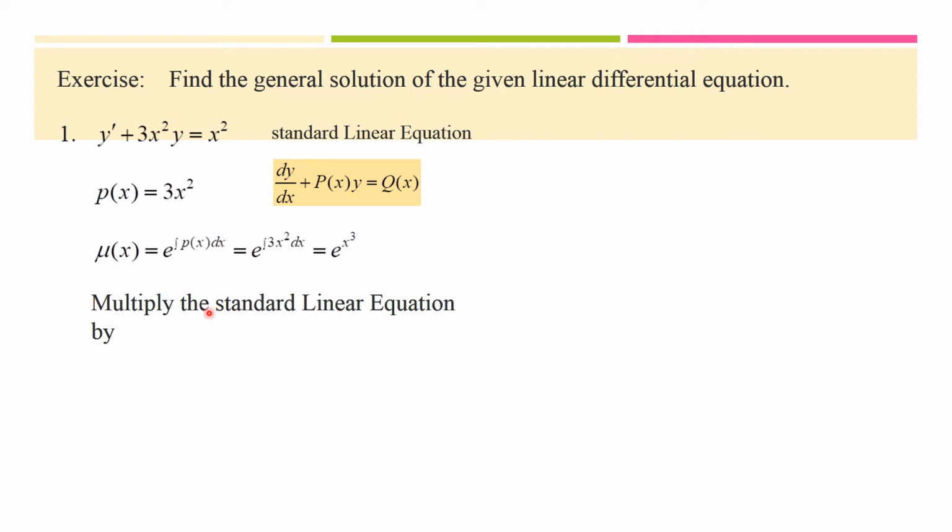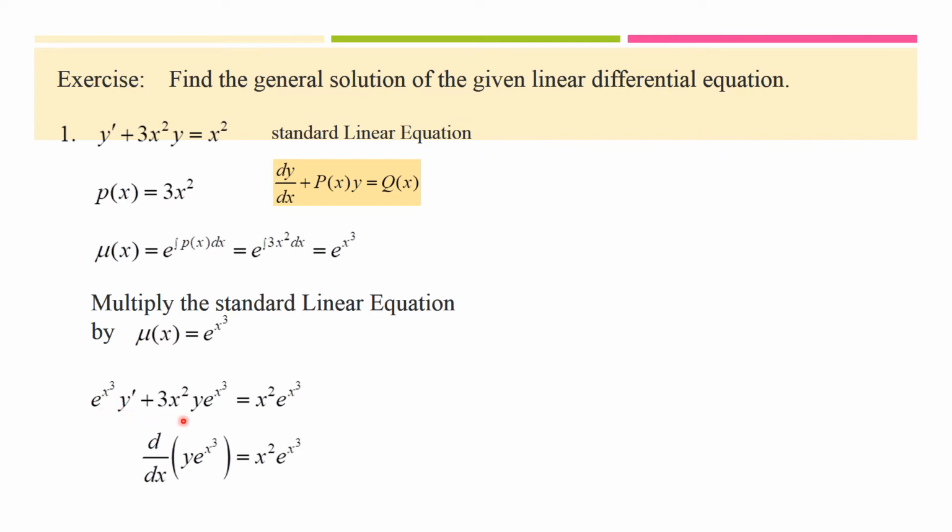The next step is to multiply the standard linear equation by the integrating factor, which is e to the power of x cubed. The first term multiplied by e to the power of x cubed gives e to the power of x cubed y prime, plus the second term also multiplied by e to the power of x cubed gives us 3x squared y times e to the power of x cubed, and on the right hand side we get x squared times e to the power of x cubed. So the left side as well as the right side of the standard linear equation has been multiplied by the integrating factor. Notice that the left hand side of this equation can be rewritten as follows.